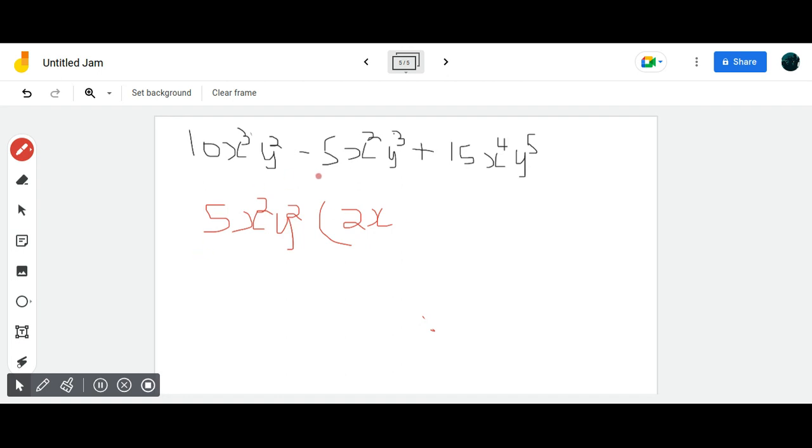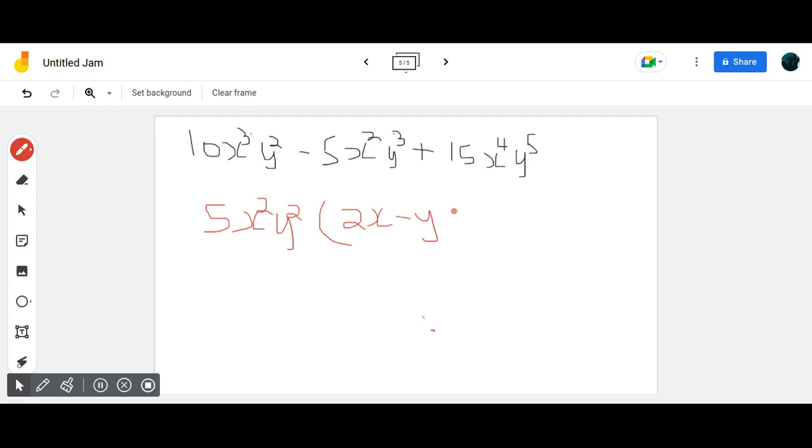Then 5 into negative 5 is going to give me negative 1, right? The 1 is not needed because we have the variables already. So x square into x square is going to be 1 as well. We don't need the 1 there as well. So y square into y cube is going to just leave us with y.